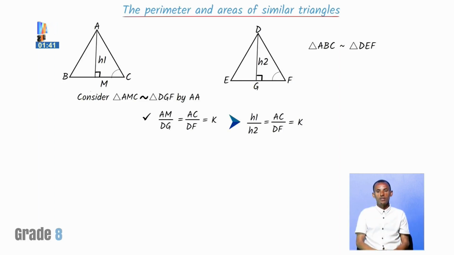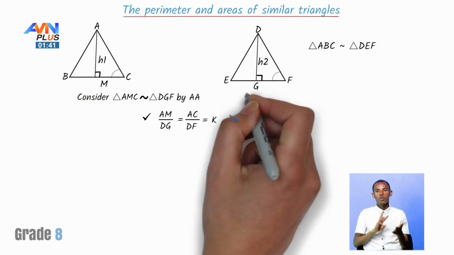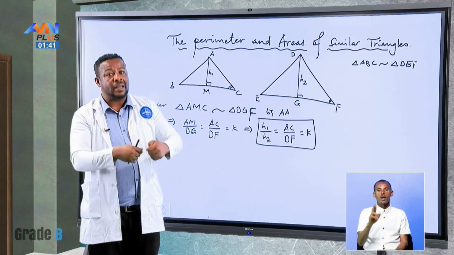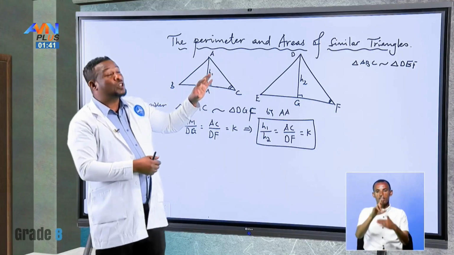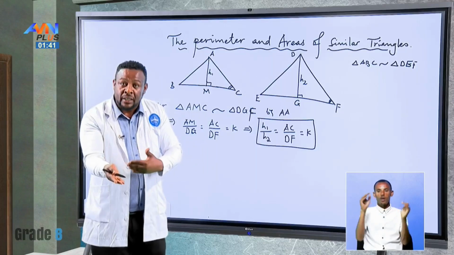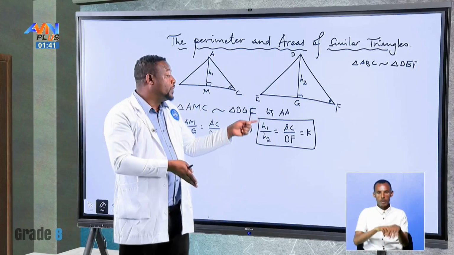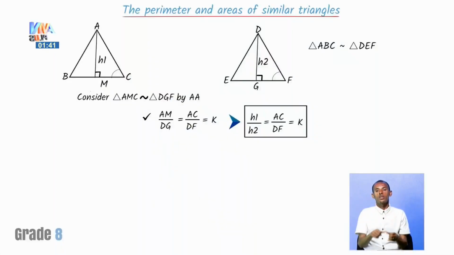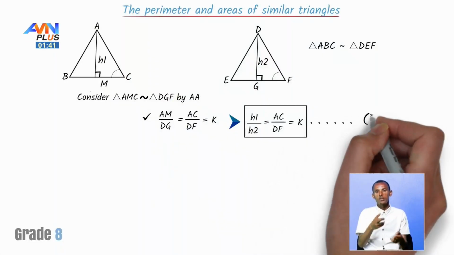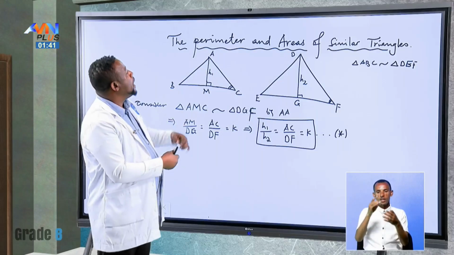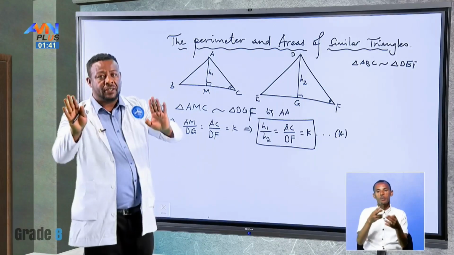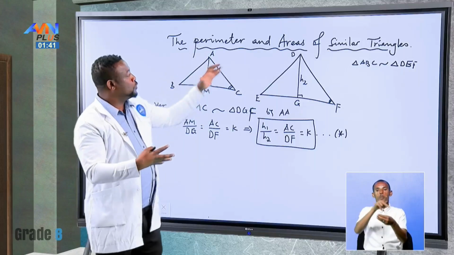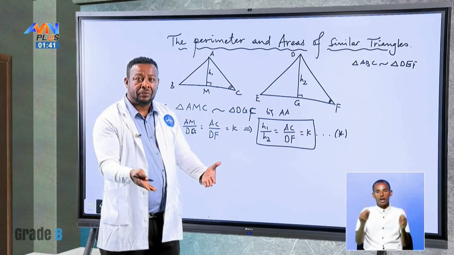Right? So from this, we understand that if two triangles are similar, the ratio of the corresponding sides is constant. At the same time, the ratio of their altitudes is also constant, right? So this is a very important relationship that you need to take to derive the relationship between perimeters and areas. Now, let's see how the perimeters of these two triangles can be related, right?